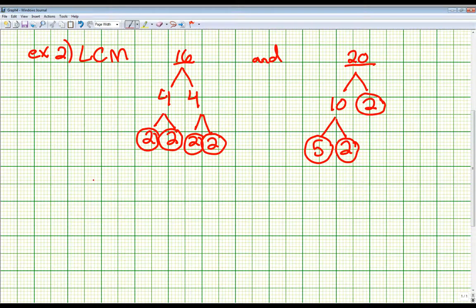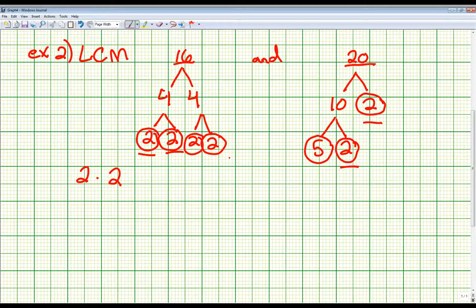So what we're going to do is create a list of all the things that are on both lists. So I see a 2 here and a 2 here. So we're going to list that. Takes care of those 2's. Another 2 and another 2.